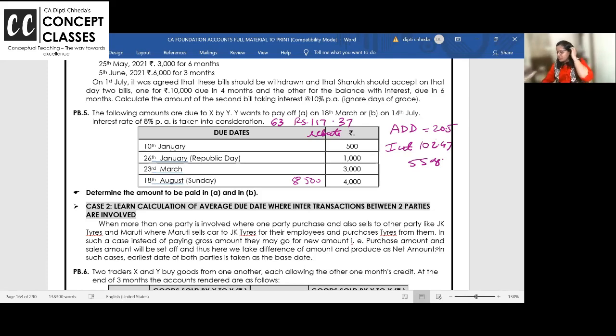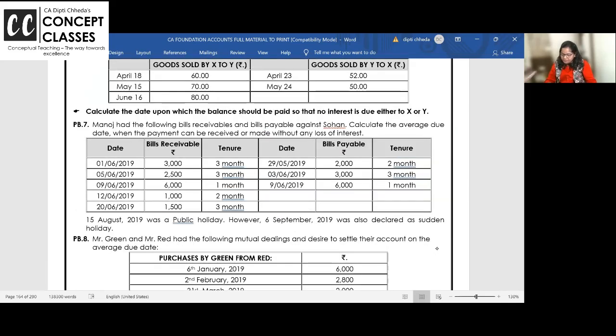Okay. Chalo, next. One second. Now, which one did we do? After this, the 6th and 7th we have done in class. 7th we have done: bills payable, bills receivable. 6th also we have done. 8th and 9th are exactly the same.